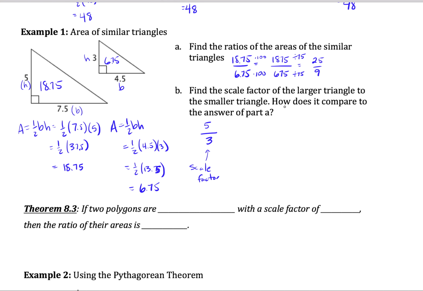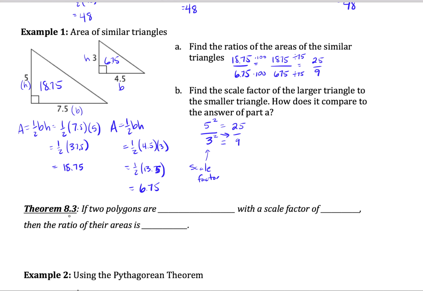The second part of this says, how does it compare to the answer of part A? Well, the answer of part A was 25 over 9. So how does 5 over 3 compare to 25 over 9? You might realize that if I take the 5 and square it, I get 25, and if I take the 3 and square it, I get 9. So the scale factor was 5 over 3, and the areas had a ratio of 25 over 9.